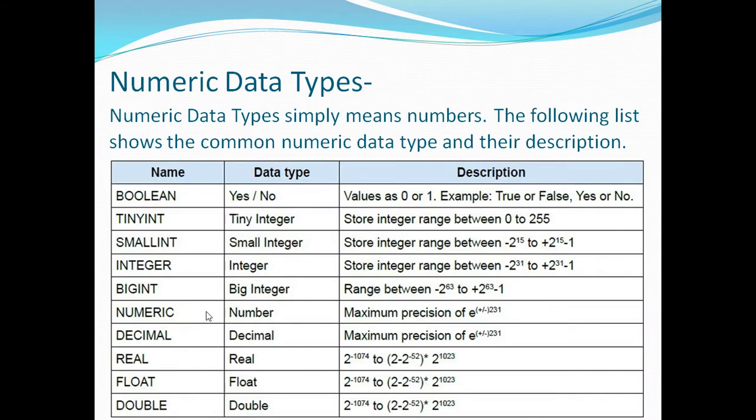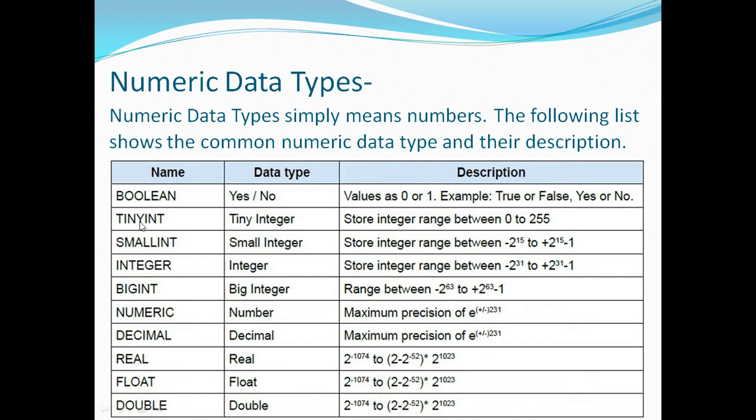First is the numeric data type. As the name itself suggests, numeric means numbers. Whenever we are storing numbers in a database, that comes under the numeric data type. The numeric data type is itself divided into many subcategories, which are boolean, tiny integer, small integer, integer, big integer, numbers, decimal, and so on. First is the boolean, which holds two values, 0 or 1, or we can say true or false, or yes or no. Only two values can come.